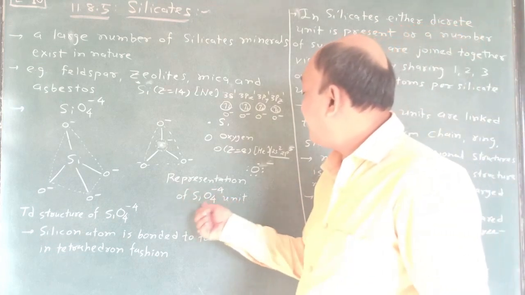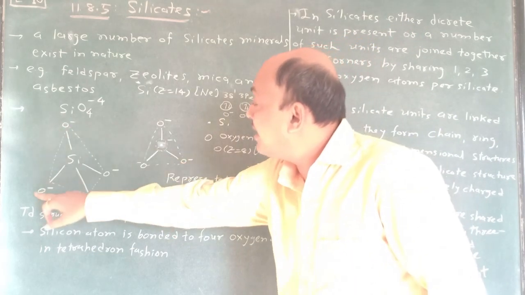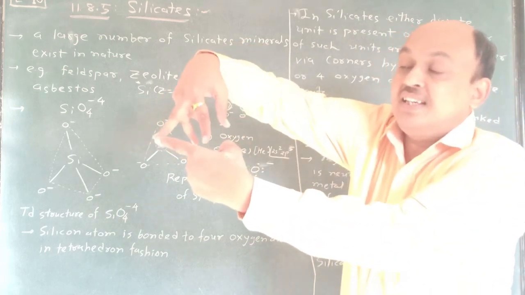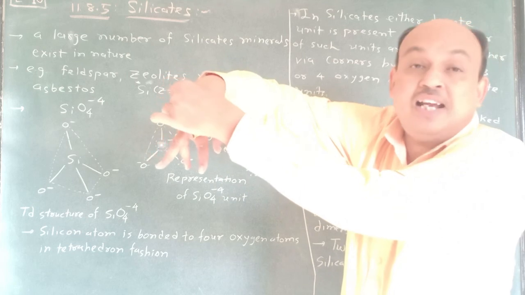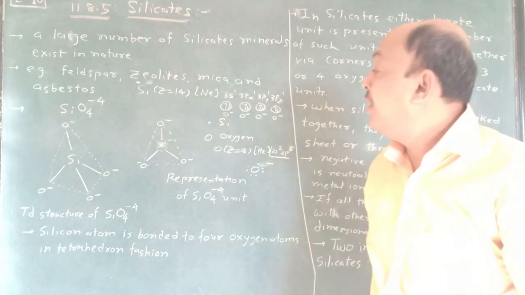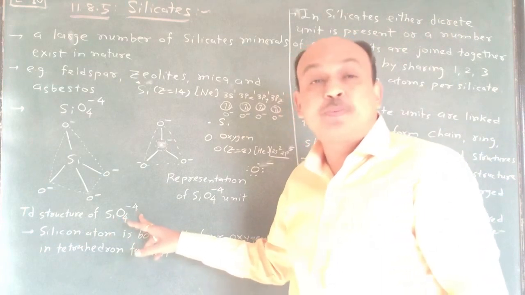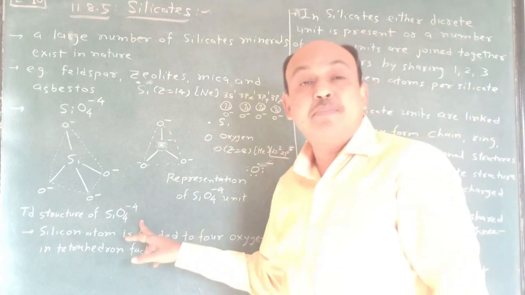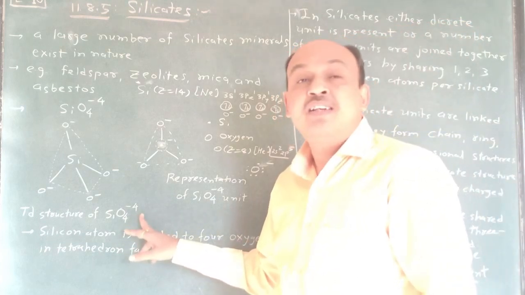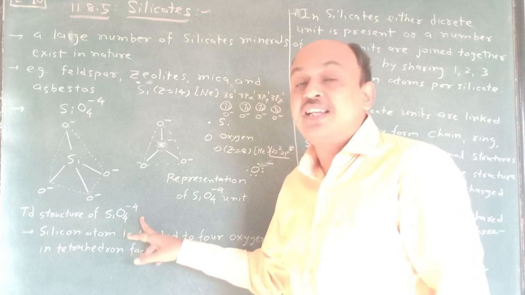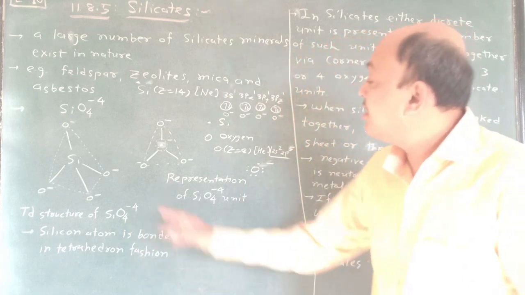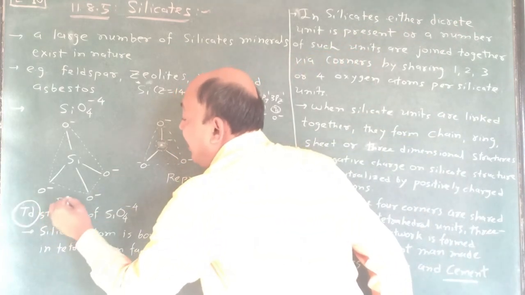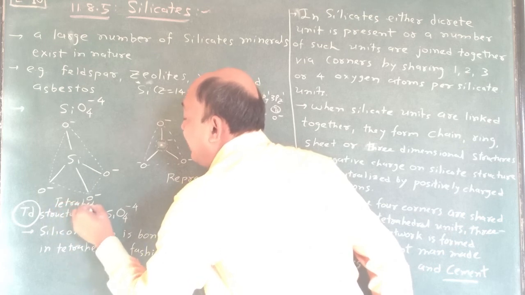So the representation of SiO4 minus 4: Si, O minus, O minus, O minus and O minus, just like a tetrahedral structure. Just remember Si here, O and above side O, and they possess negative charge. So here the charge is SiO4 minus 4. Don't bother about the charge. The charge is neutralized by certain positively charged ions, that is, by metals. So this is the tetrahedral. TD is nothing but tetrahedral structure, so write it tetrahedral. Short form is TD.